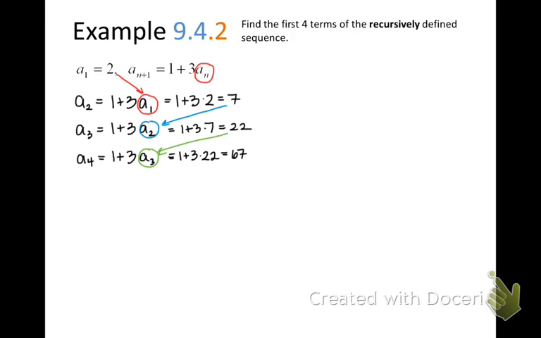Because I don't know a sub 9. So that's the fallback of a recursive formula, is that you do have to know the numbers previous to it. You can't just jump all over the place, right? Any questions on difference between explicit and recursive? No? Okay.